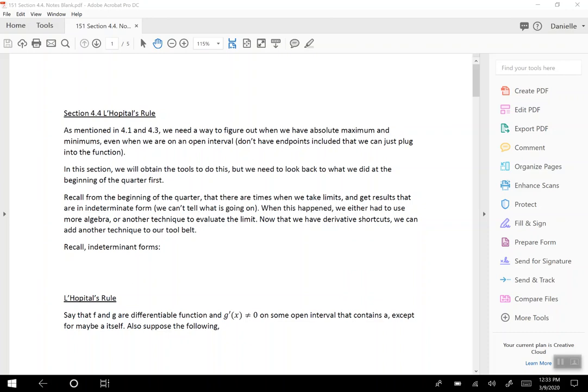So as we discussed in 4.1 and 4.3, we still need a way to figure out when we have absolute maximum and minimums on an open interval. So that's an open interval where we can't just plug in the endpoints to see if they're bigger or smaller. Eventually, L'Hopital's rule is going to help us do this, but first we need to learn what the rule is, how to utilize it, and then see how it sort of gets us back to the beginning of the course. So it's really nice having this section at the end because it allows us to review some things that we've talked about before.